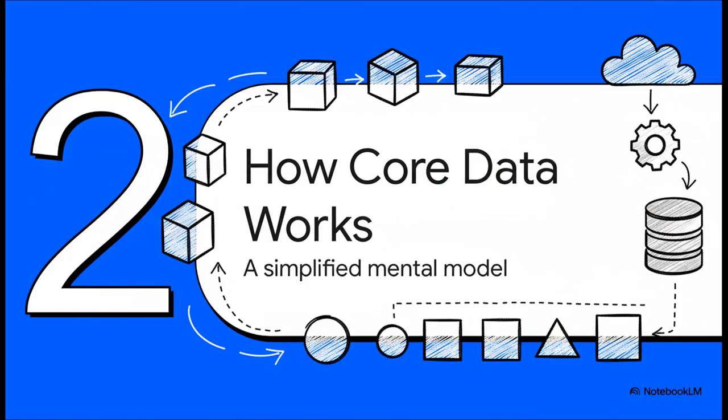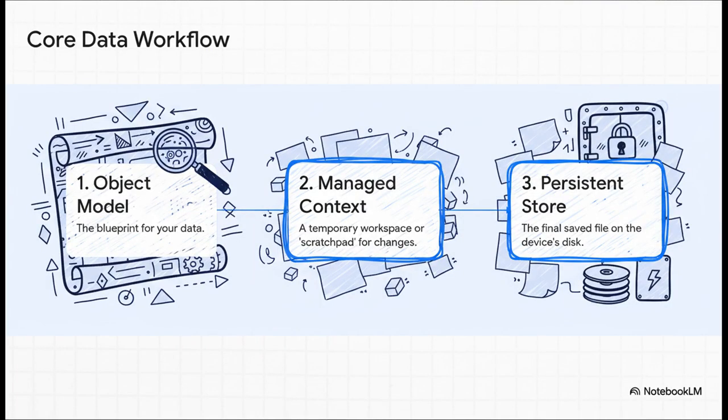Okay, so we've got a handle on what it is, but how does it all actually work? Let's build a really simple mental model to understand the flow. It really comes down to these 3 simple steps. First, you create your object model. Just think of this as the architectural blueprint that defines exactly what your data looks like. Second, you do all your work in what's called the managed context. This is like a temporary scratch pad. You can create new things, edit them, delete them, mess around as much as you want without affecting the actual saved file. And then finally, when you're happy with your changes, you save that context, and then it gets written to the persistent store, the real file on your device.